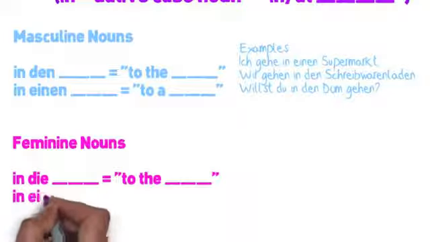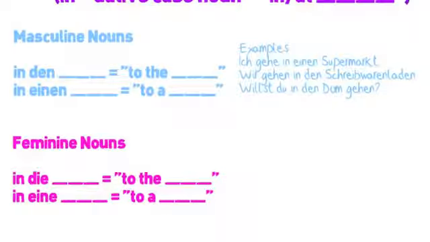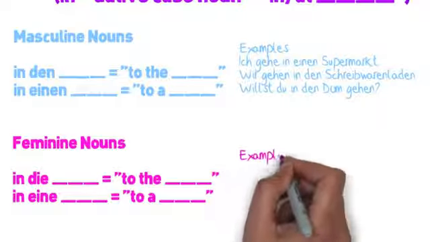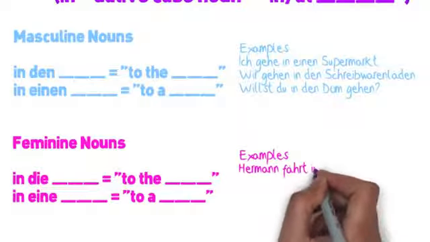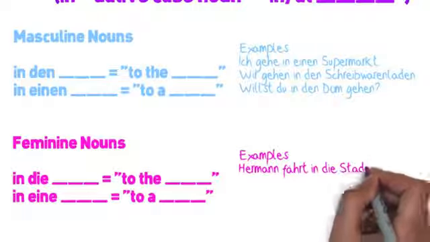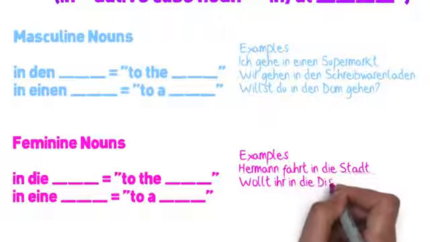With feminine nouns, obviously I can't use den or einen anymore. Now my options are in die for to the and in eine for to a. Which phrase I use depends on my meaning. Do I want to be specific with to the, or general with to a? Here are some examples. Hermann fährt in die Stadt. Hermann is driving to the city.